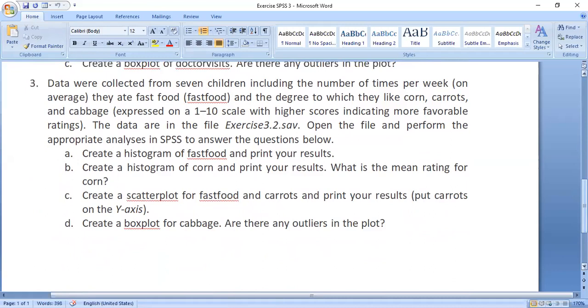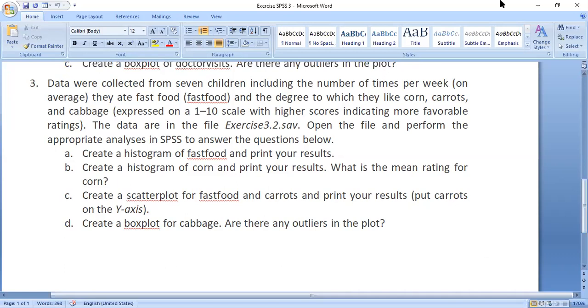We have to create a histogram for fast food. We have to create a histogram for corn, and also the mean rating for corn. Create a scatter plot for fast food and carrots, and print the results, and create a box plot for cabbage, and find out if there are any outliers in that plot. So that is A, B, C, D, all 4 parts we have to do in this third question.